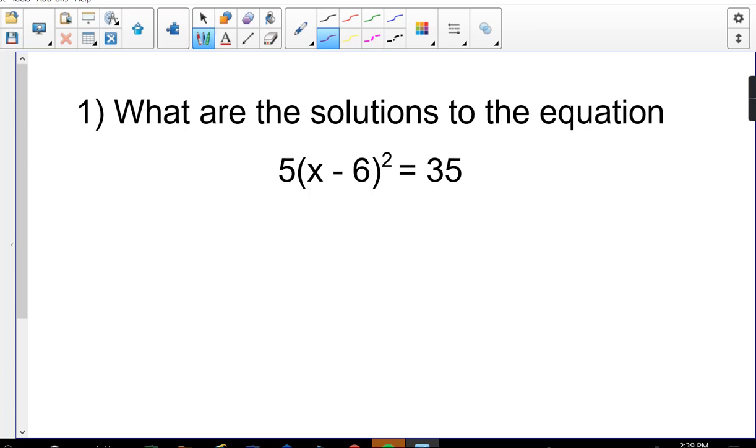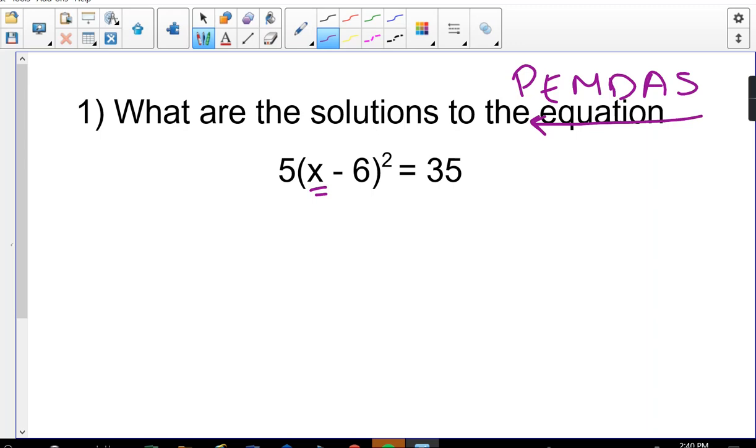What are the solutions to the equation 5 multiplied by (x - 6)² = 35? Since I only see x once in this equation, it looks ready for me to use inverse operations. Remember, when we talk about inverse operations, we mean taking the order of operations, PEMDAS, and going backwards. So let's see what we have here.